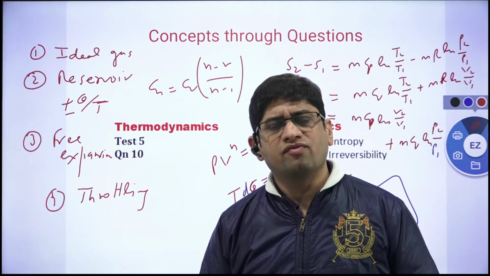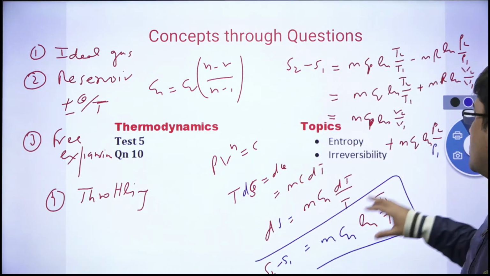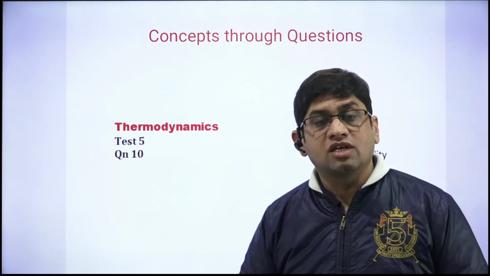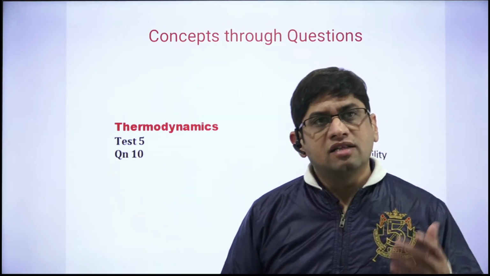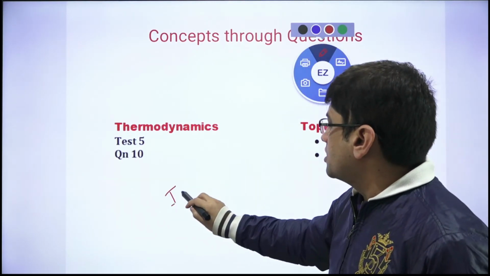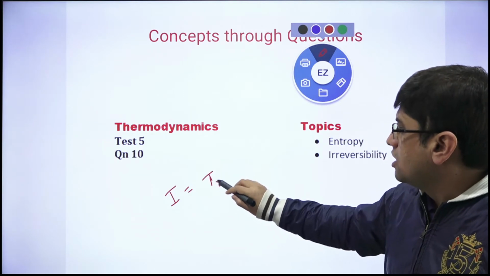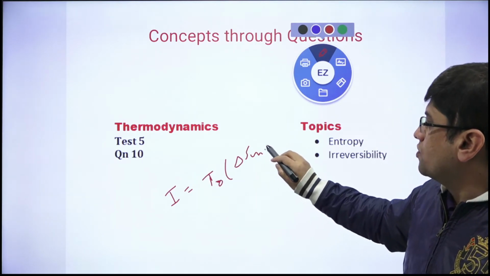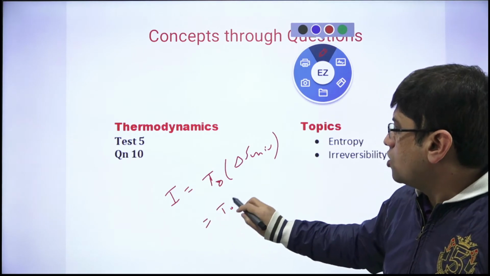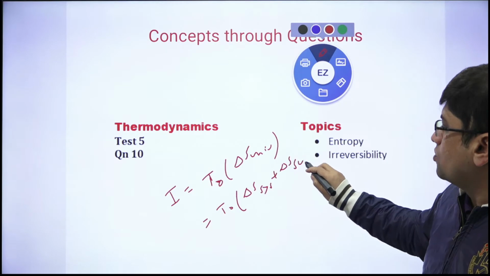So these are a couple of cases where he will ask you to calculate entropy change, and these 10 questions are based on that only. And then there is a term called irreversibility. Irreversibility is T naught, that is the ambient temperature, times delta S of universe. And you know what delta S of universe is? It is delta S of system plus delta S of surrounding.